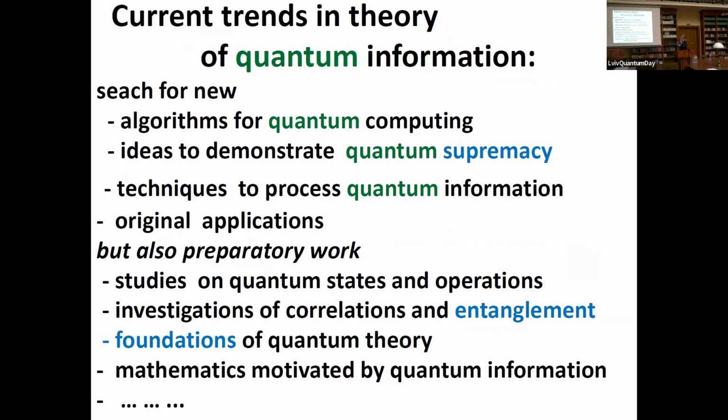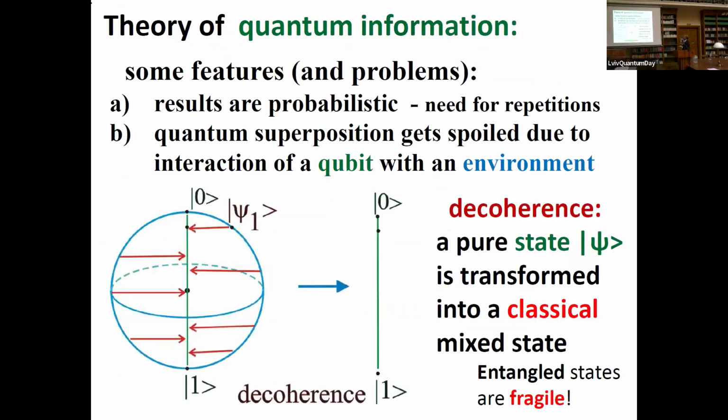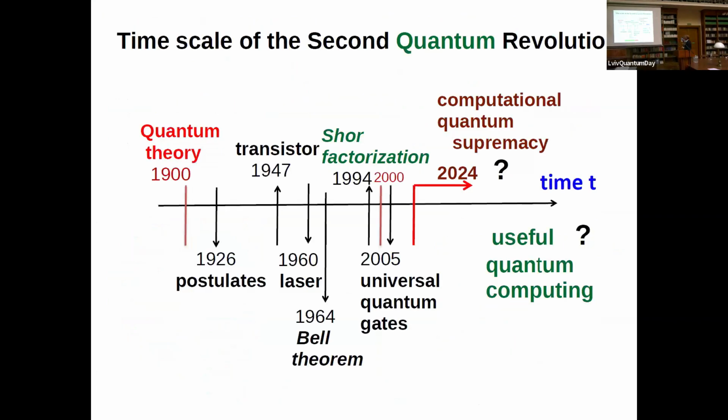I think there are several trends in quantum information right now. We study more mathematical foundations and try to find, let's say, the best possible algorithms to process quantum information. The key problem is decoherence, the interaction of the qubits with the external world, which destroys information and kills entanglement. And now look at the time scale. As I mentioned, quantum theory dates from 1900, starting from the big lecture of Planck. Then there were the postulates of quantum theory, the transistor later, and in 1964 the Bell theorem, then Shor factorization.